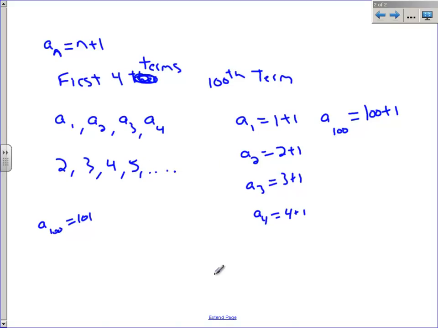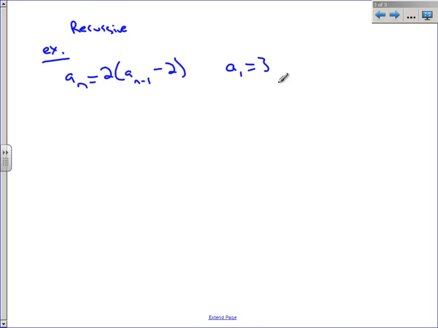Alright, now let's do a recursive defined sequence, one that depends on the one before it. So let's take a look at this little formula. Let's do an example of a recursive defined sequence. Let a sub n equal 2 times a sub n minus 1 minus 2. And you always have to have something to start with, and here we're going to have a sub 1 equals 3. So let's find the first 5 terms.